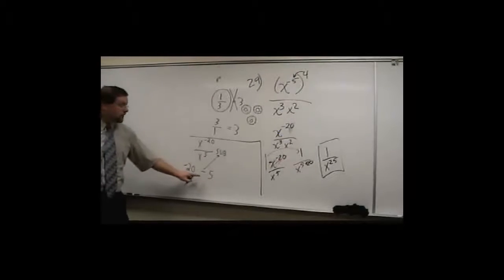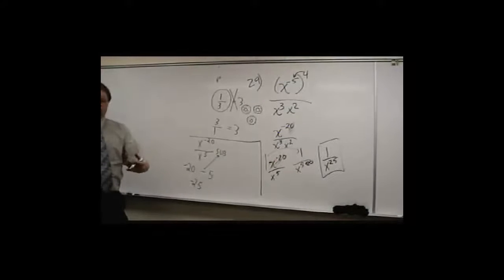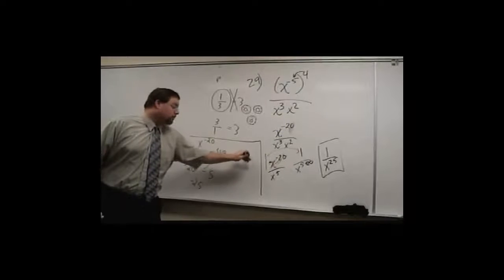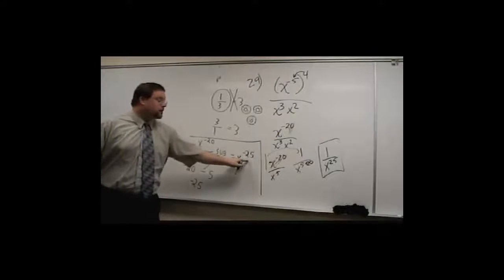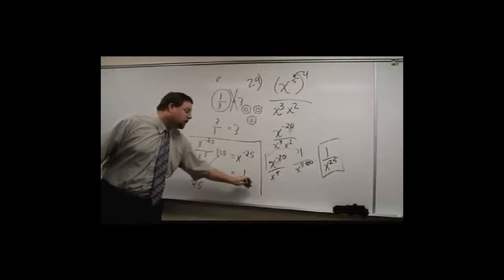So negative 20 and negative 5 is negative 25. So don't think that we're literally always subtracting. We're setting it up as a subtraction problem, but you have to follow the rules of your signs. Okay, so this actually becomes x to the negative 25, but you learn you can't keep negative exponents, so this becomes 1 over x to the positive 25, and you get the same answer.